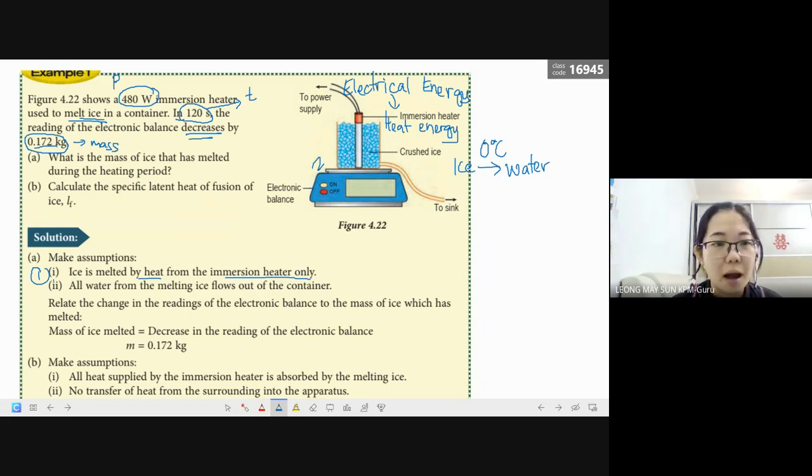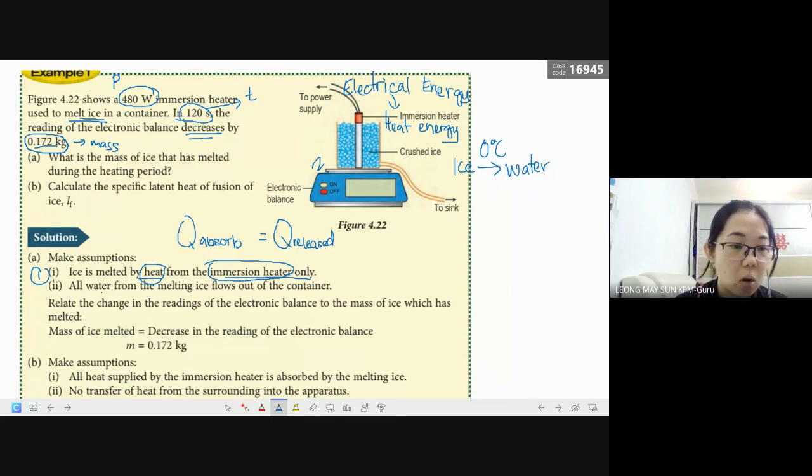All right? So if we are carrying out this experiment or activity, the ice is melted by the heat that is coming out from the immersion heater only. So the amount of heat that is being absorbed by the ice comes from the heat that is being released from the immersion heater. And then another thing is all water from the melting ice will flow out from the container. All water from the melting ice flows out from the container. So it means that there's no water that actually remains inside there.